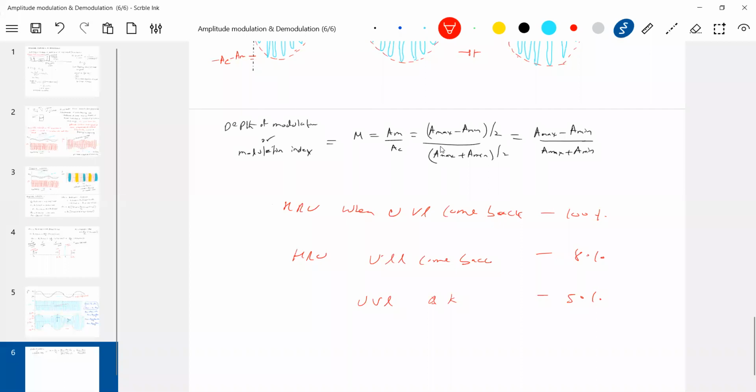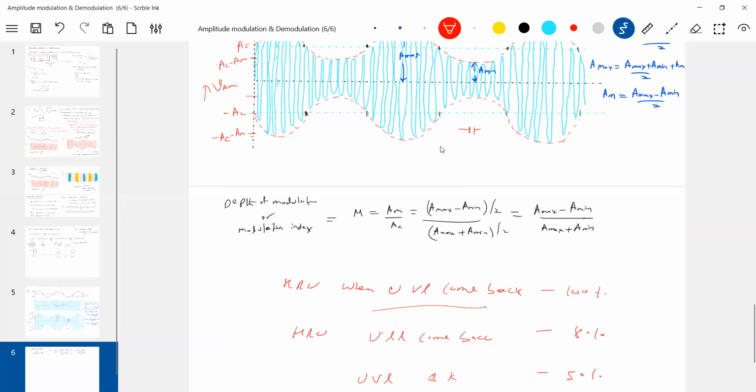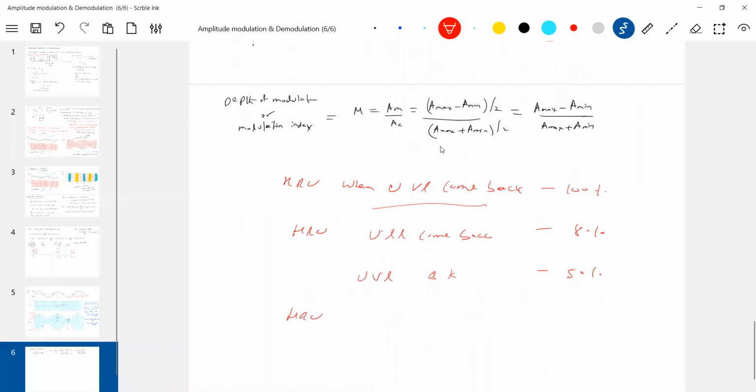With 100% as the message, when you come back, finish over. 100% modulation. Like this, what happened? We'll be missing it. Then sometimes what happens? It can be more than 100%. When that happens, A max minus A minimum is greater than A max plus A minimum. In that case, what happens?